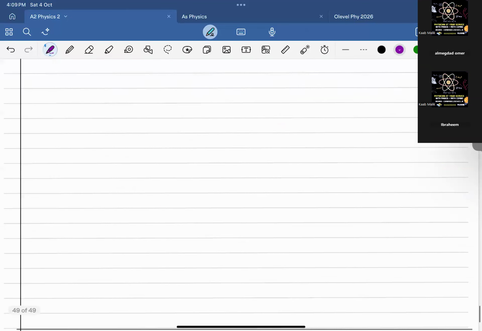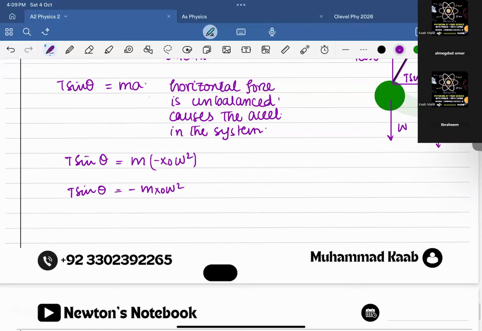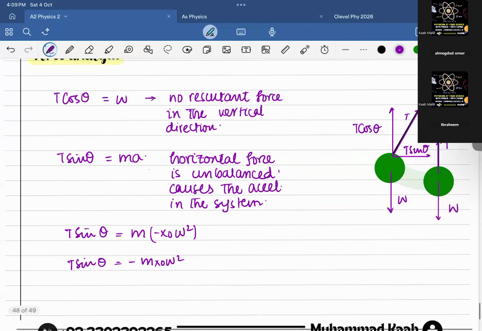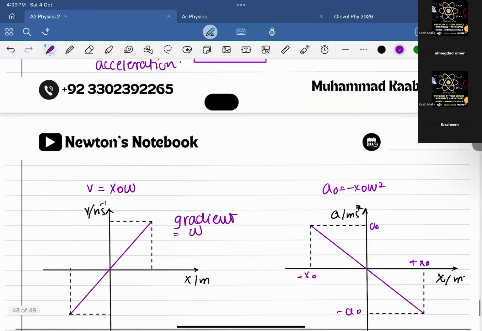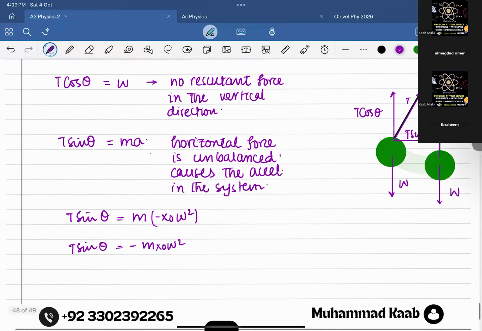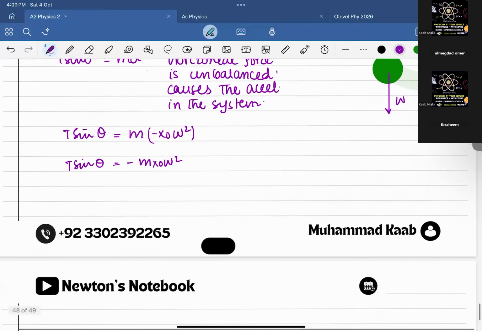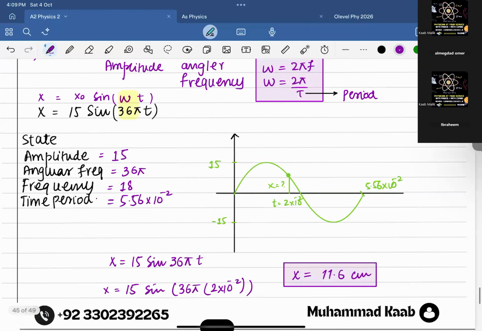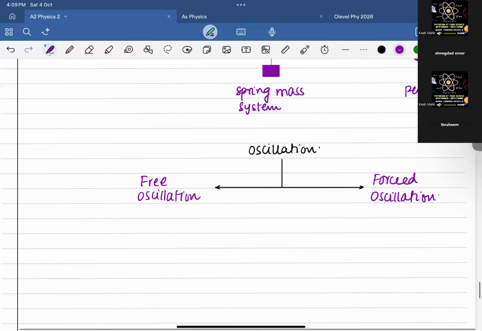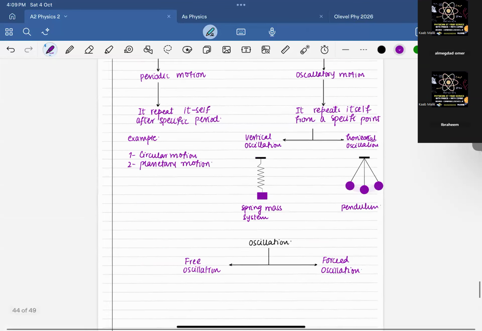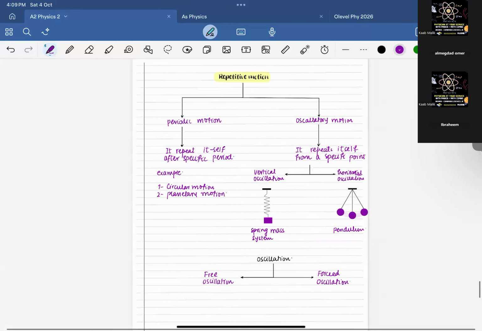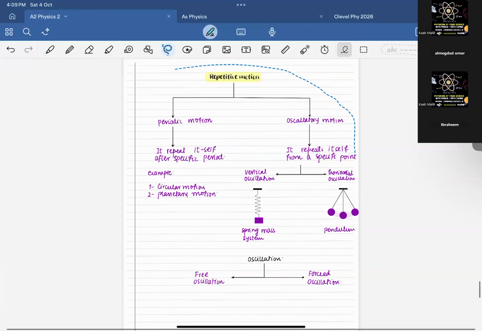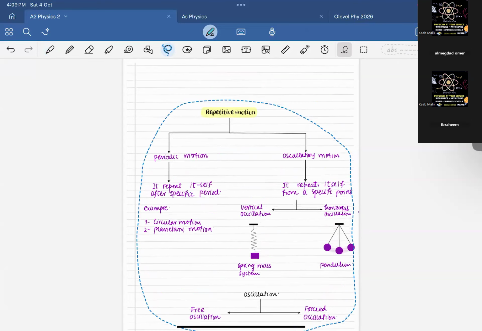This formula shows that force is directly proportional to the displacement, but they are oppositely directed. And this is the definition for the simple harmonic motion. Let me just add this definition in the beginning. I'm just adding one more thing, and then we'll be ending the class.